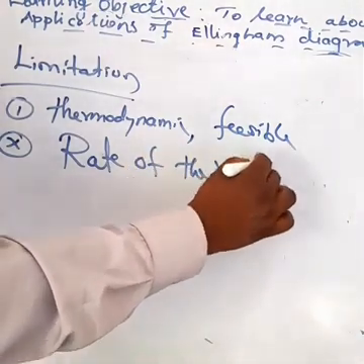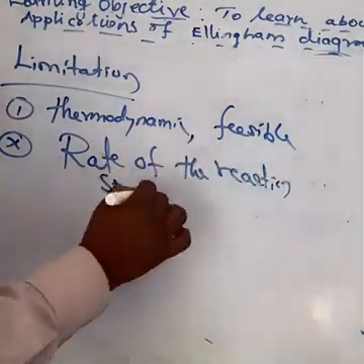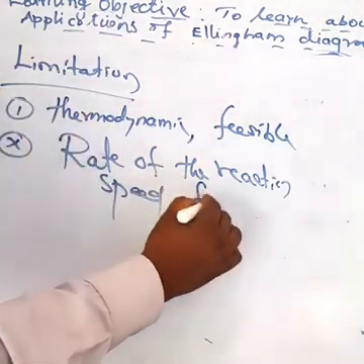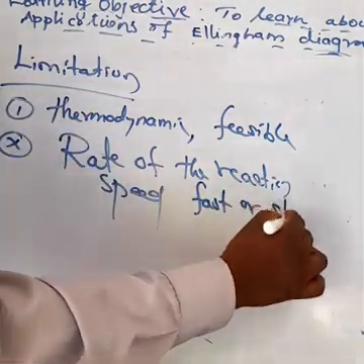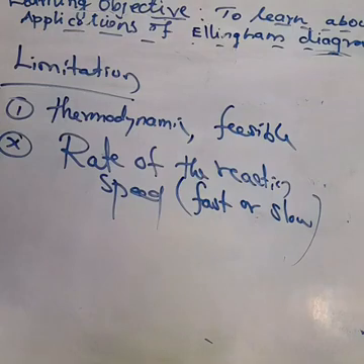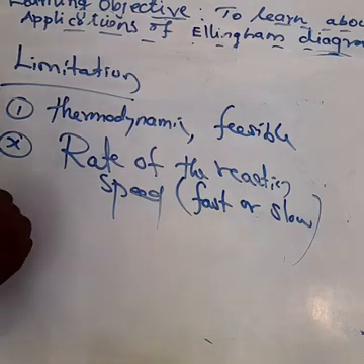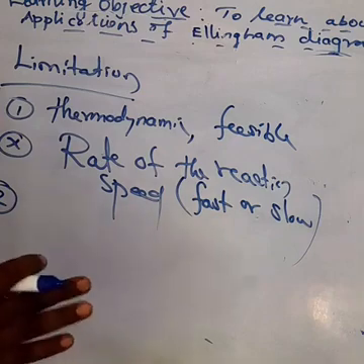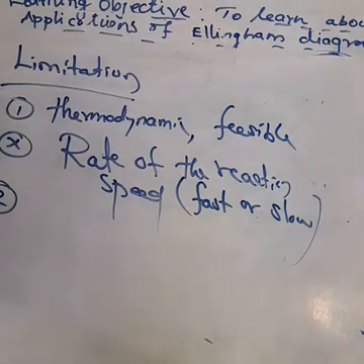What is the rate of the reaction? The common reaction, all of you know that one. Speed of the reaction. The reaction may be fast or slow, going at high speed or low speed. Am I right? But the diagram does not tell about the rate of the reaction. And one more point, it does not give any idea about the possibility of other reactions. Can you understand?